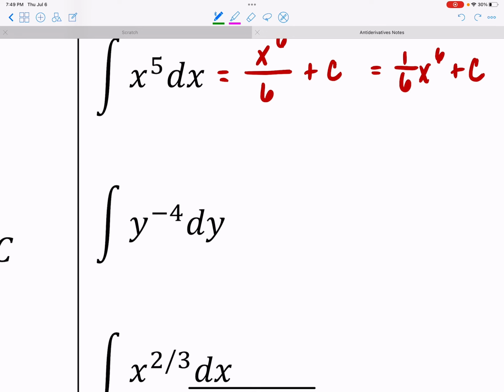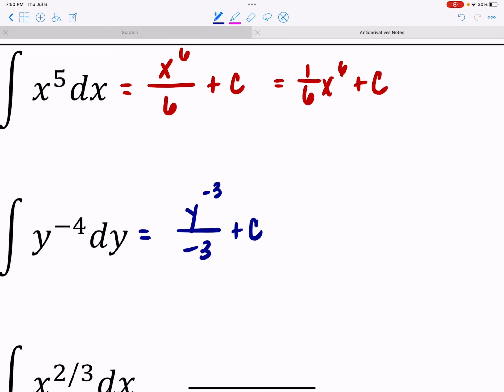So then here, this is the integral of y to the negative 4th dy, so this was differentiated with respect to y. So we're going to take our y, and then we're going to add 1 to the exponent, so negative 4 plus 1 would be negative 3, and then divide by that new exponent, negative 3, and then add on our constant. Or again, if you wanted to, this one actually we should clean up, we don't want to leave that negative exponent there. So I would make this 1 over negative 3 y to the positive third.